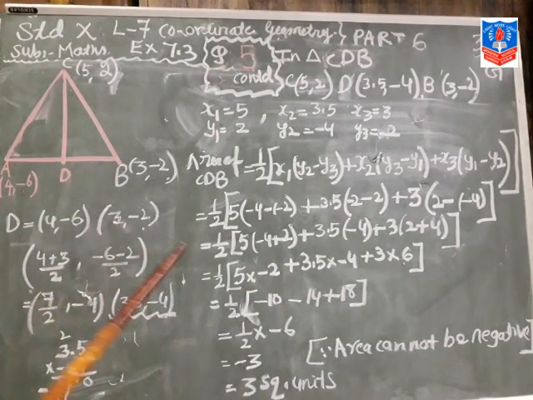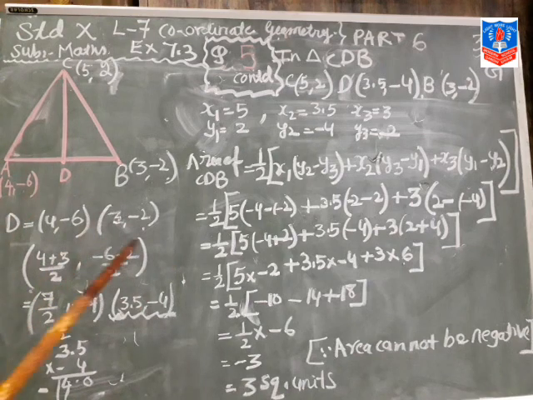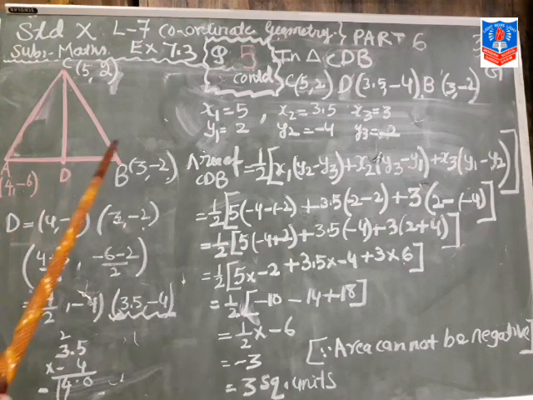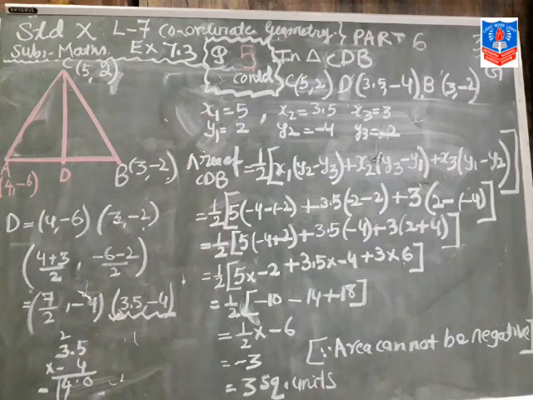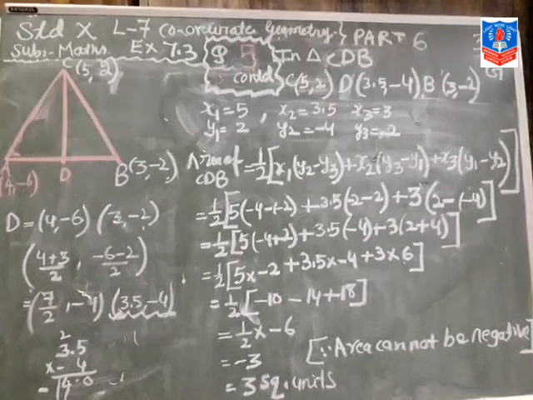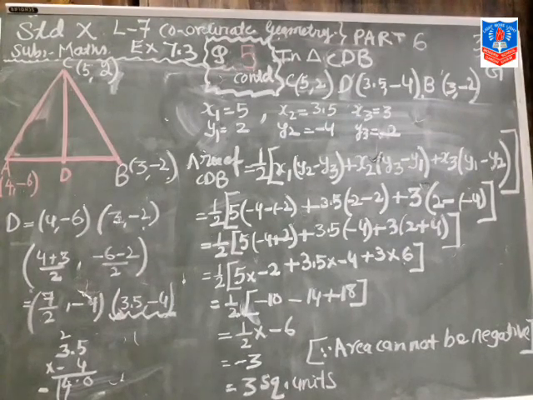Okay. From the above discussion, it is clear that the area of ADC equals the area of CDB, equal to 3 square units. Hence, the median of a triangle, that is CD, divides it into 2 triangles of equal areas. Clear? So now this one is your last question. So please children, do your practice.